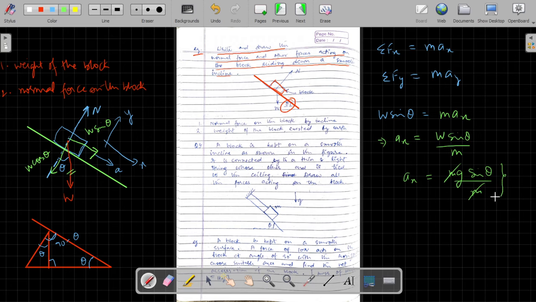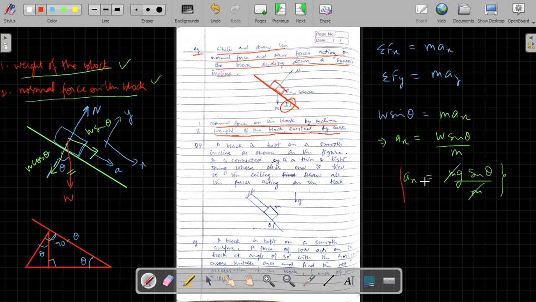So this was not the objective of our question. Our objective of the question was to write the forces acting on the block. So we wrote the forces, weight of the block and the normal force on the block. So again, who is exerting this weight of the block? The weight of the block is being exerted by the earth. So as you can see, it is written here, weight of the block. So it is exerted by the earth, and the normal force on the block is exerted by the incline.